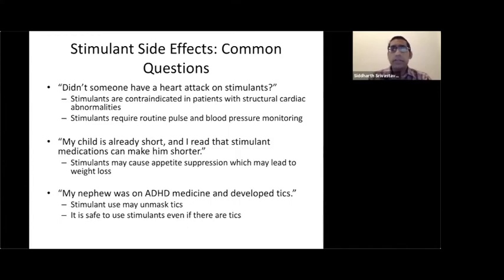Another question relates to short stature. Stimulants can cause appetite suppression, which may lead to some weight loss, which can be addressed with simple measures like boosting caloric intake with peanut butter, smoothies, and so forth. A final common concern about stimulants is tics. Tics are not caused by stimulant use per se. However, tics can be unmasked with stimulant use.